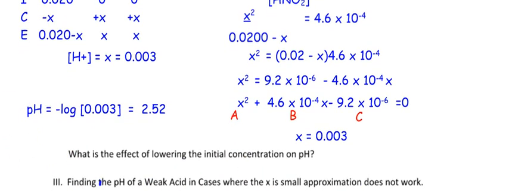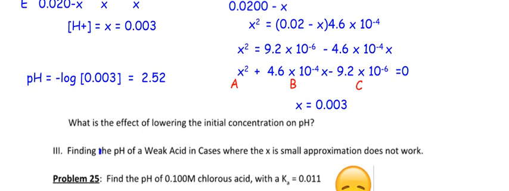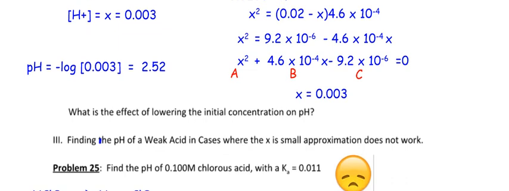So here it says, find the pH of a weak acid in the cases where the x is small approximation does not work. It's the same thing as what we just did, all right? So here, let's go ahead and find the pH of a 0.1 molar chlorous acid with a Ka of, wow, that's a really high Ka, isn't it? It's not even close to 10 to the negative fifth, all right? So once again, ich bin sehr traurig. I am very sad. So why don't you go ahead and pause this and do the exact same thing as we've done in the prior two cases, all right? So go for it, pause this, and when you're done, come back and see how you did, okay?